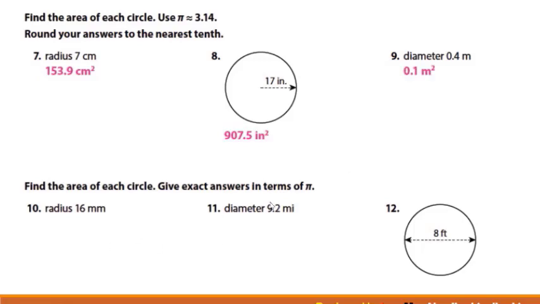Now we're going to, in the term of π. So let π alone, when you finish, put your π. Mean radius 16 power 2 means 16 times 16 or 16 power 2 and put π. So 256π. 9.2, this is diameter.